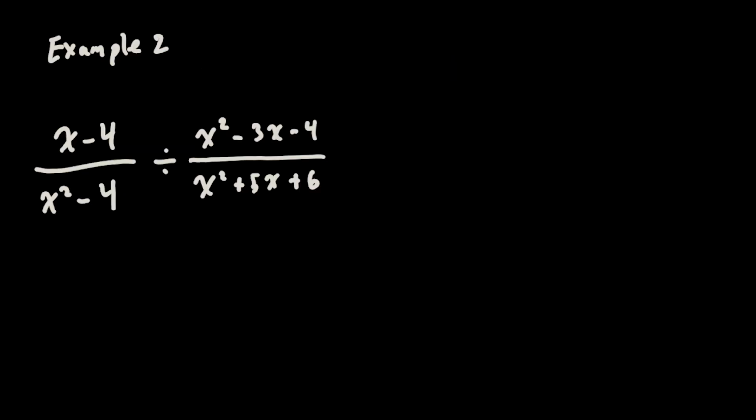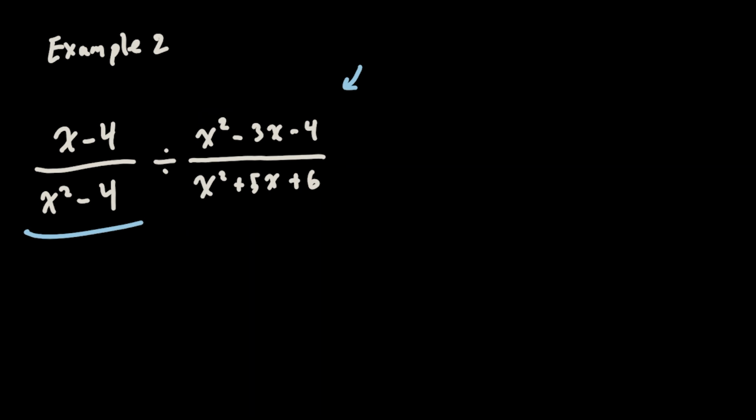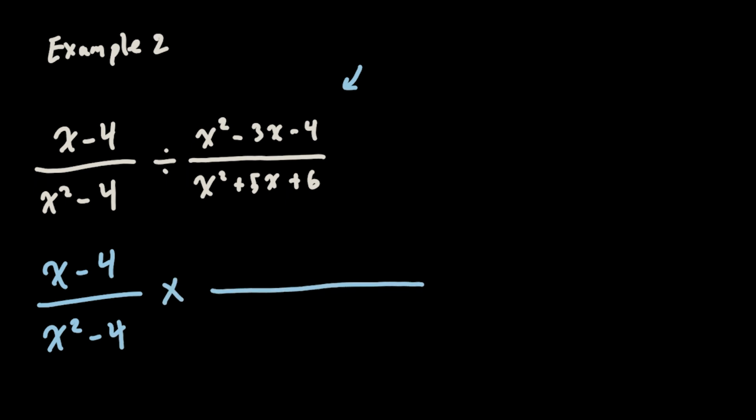Okay, let's see an example. In this example, we have a fraction divided by another fraction. As I said before, when we see division, we have to convert it into multiplication and flip the next fraction. So we will have x minus 4 over x to the power 2 minus 4 multiplied by, flipping this fraction, x to the power 2 plus 5x plus 6 over x to the power 2 minus 3x minus 4.